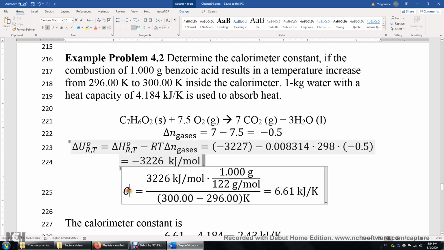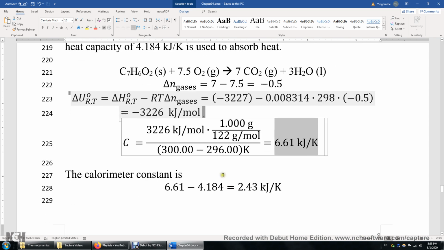And then to compute C, we need to multiply this standard internal energy of the combustion reaction with the number of moles. So this product is the amount of heat released from the combustion of 1 gram of benzoic acid. Divided by the temperature change, we have the heat capacity, 6.61. And then we just subtract the heat capacity of 1 kilogram of water, which is 4.184 kilojoule per Kelvin. And then we have 2.43 kilojoule per Kelvin. This is the heat capacity of the calorimeter, or calorimeter constant.